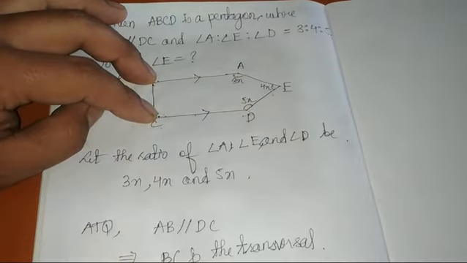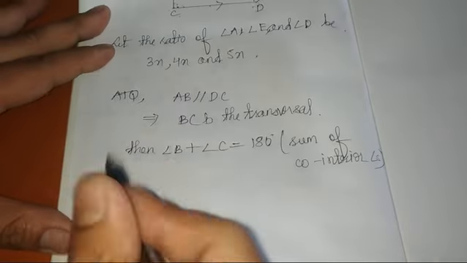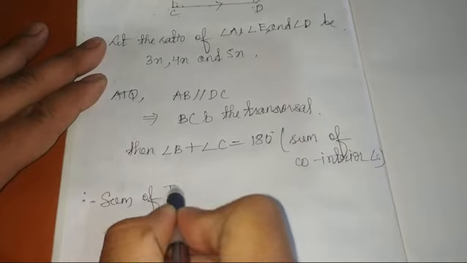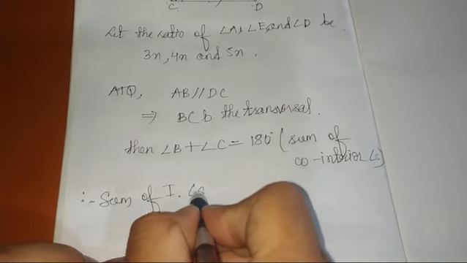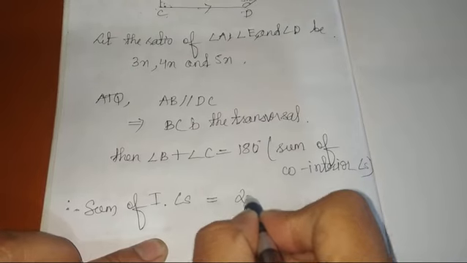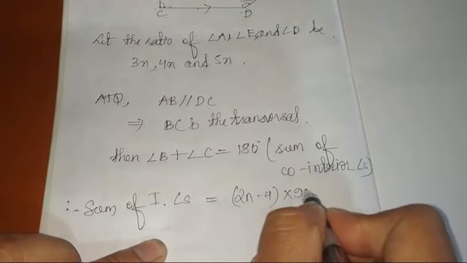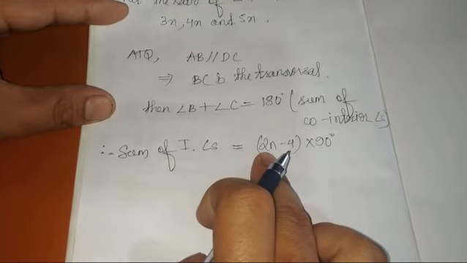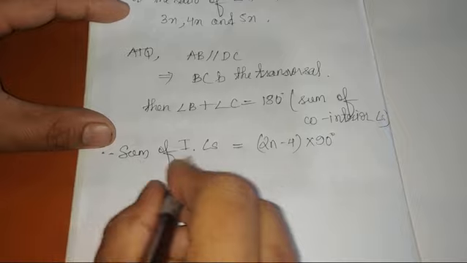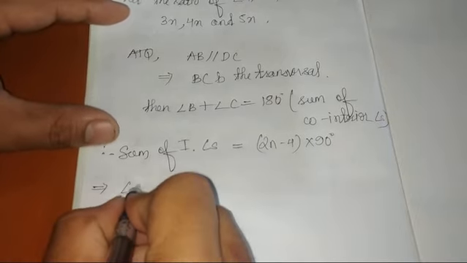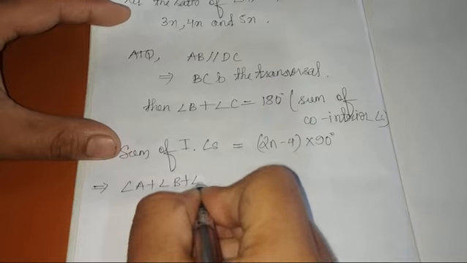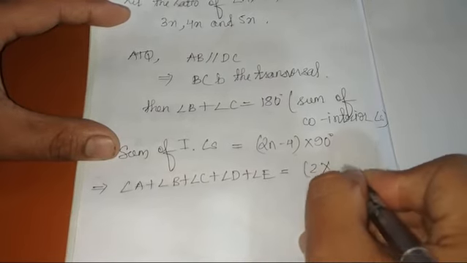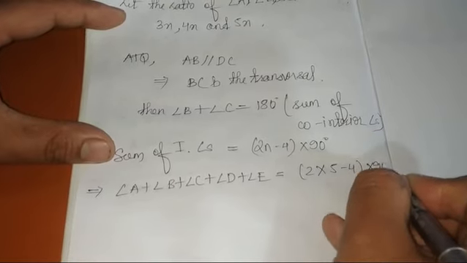The sum of the three angles I know, so now we write down the formula. Therefore, the sum of interior angles is equal to 2n minus 4 into 90 degrees. What is the value of n? N equals 5 because it is a pentagon. The sum of the interior angles, angle A plus angle B plus angle C plus angle D plus angle E, is equal to 2 into 5 minus 4 into 90 degrees.